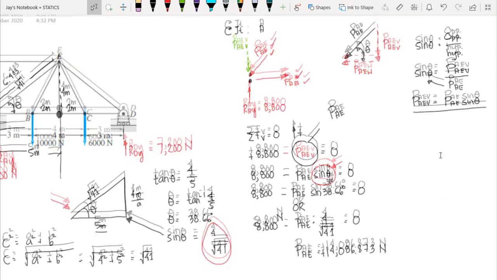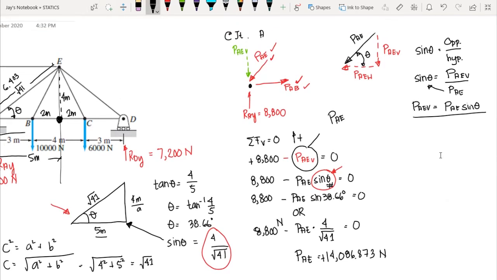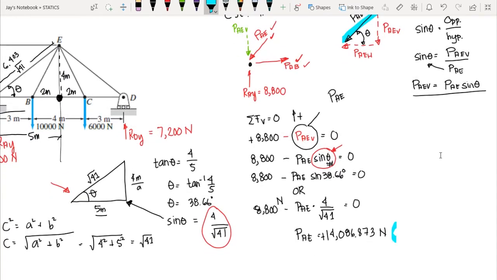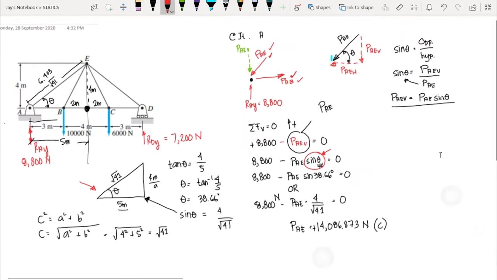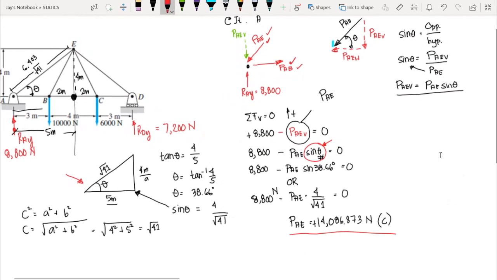Okay? So therefore, the direction here is correct. So we can say that PAE here is in compression. Okay? So PAE is in compression. Okay? So one force down. So we have five unknown forces left.